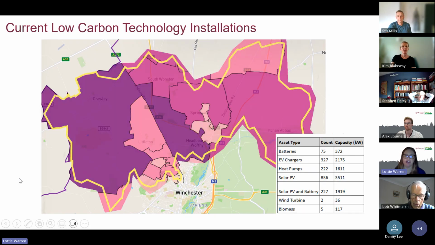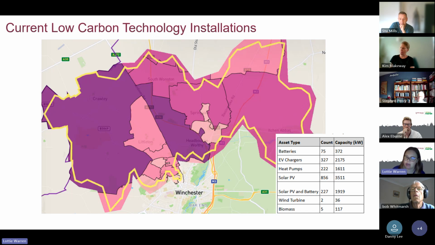This is showing the current low carbon technology installations. So this is across a range of different technologies, and you can see a list there down in the right hand corner. And here, the darker the pink and purple, the more concentrated the low carbon technology installations are. So from that table in the right hand corner, you can see that the most common one, no surprise I don't think to anyone, is the solar PV, with approximately 856 installed across this area.